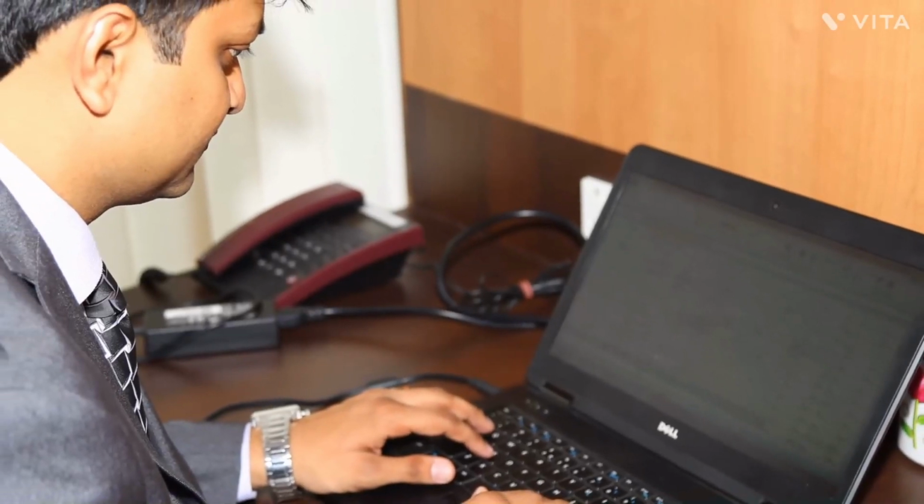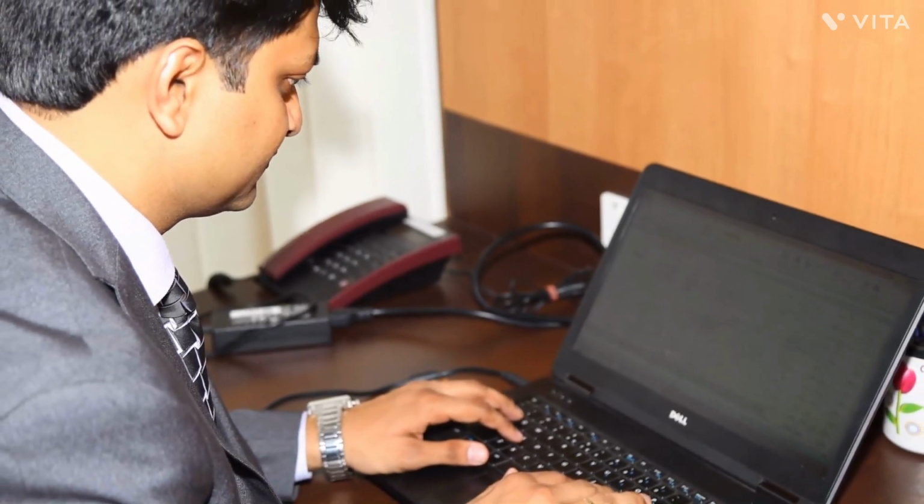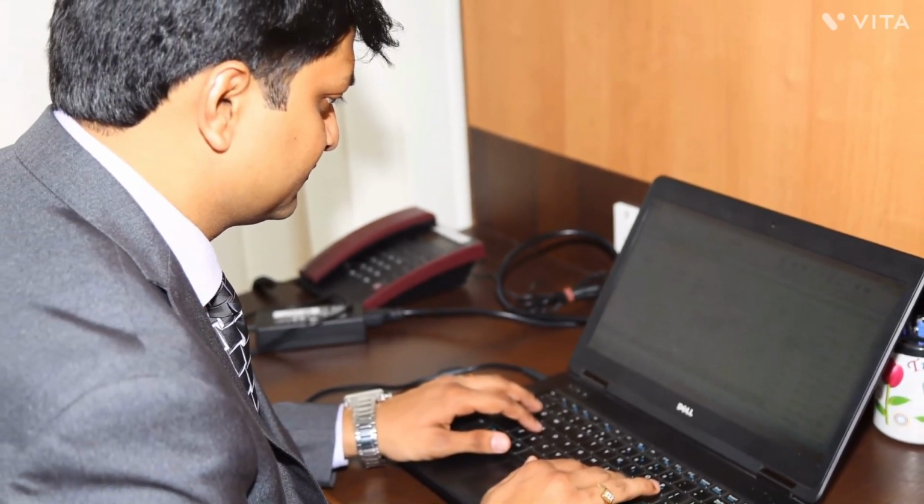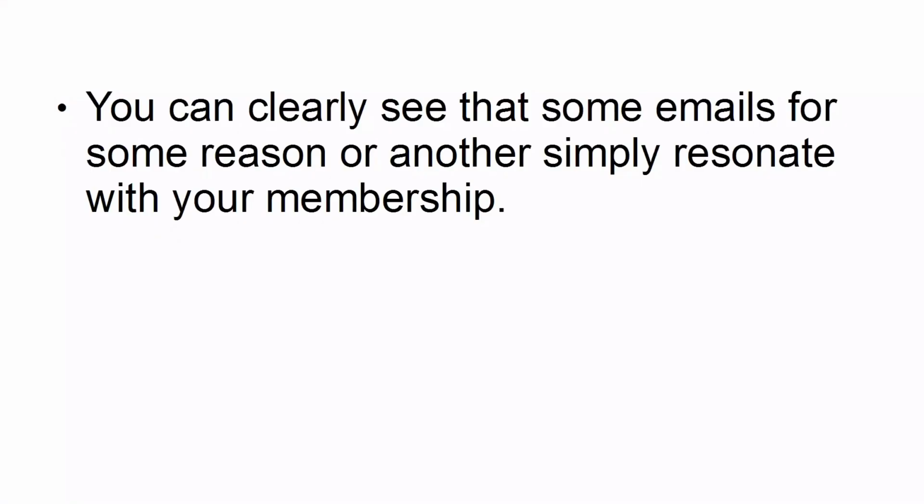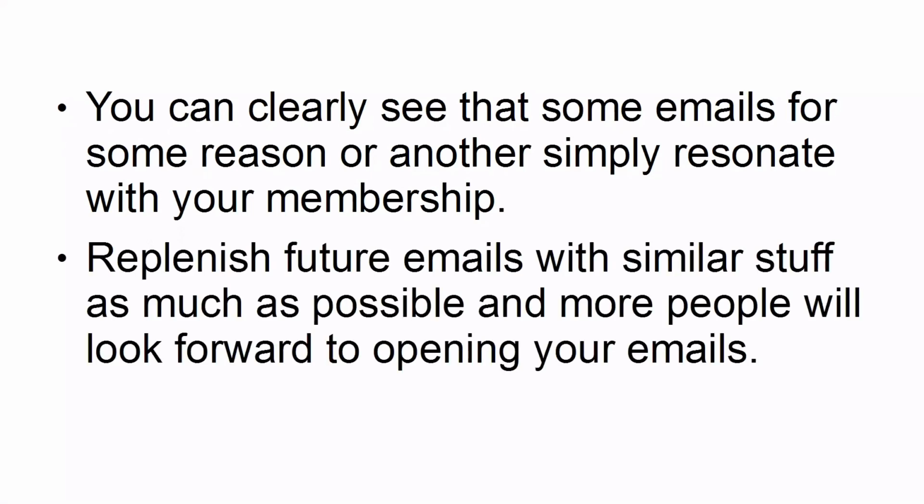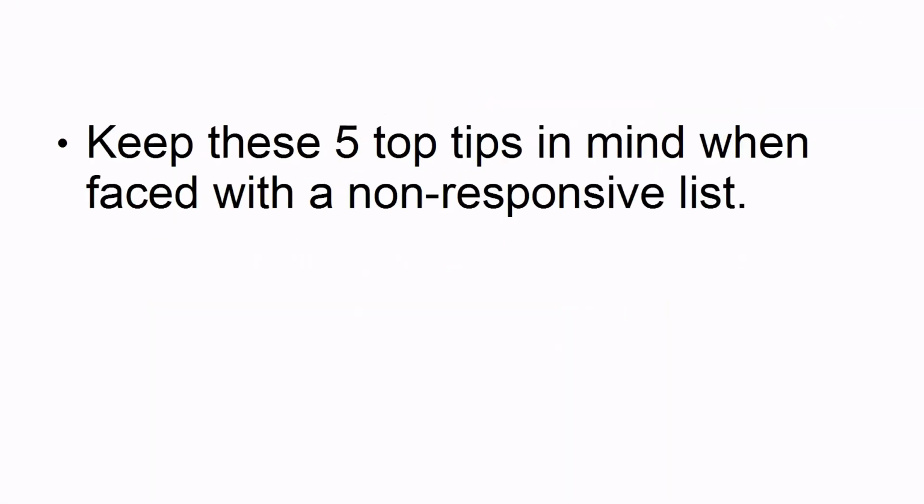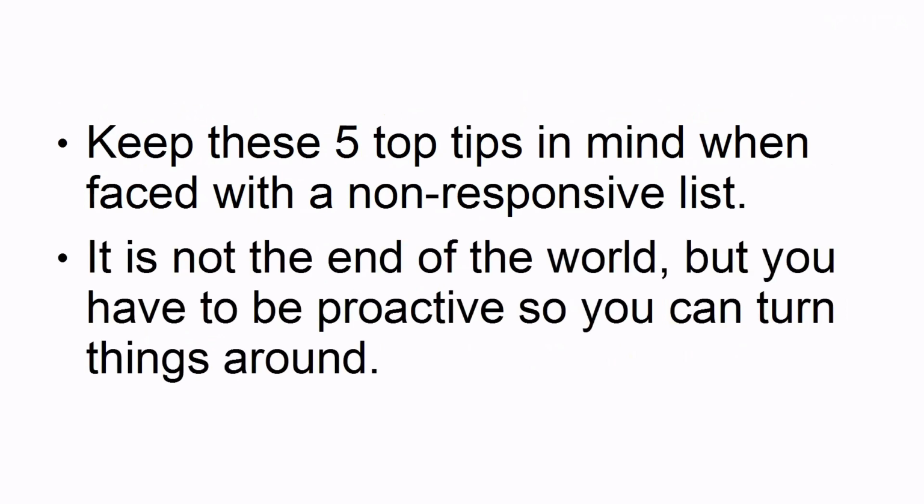Method number 5. Replenish your highest engagement email. By just looking at the track record of your list and paying attention to the overall open rates, as well as click-through rates, a certain pattern should emerge. You can clearly see that some emails, for some reason or another, simply resonate with your membership. Replenish future emails with similar stuff as much as possible, and more people will look forward to opening your emails. Keep these 5 top tips in mind when faced with a non-responsive list. It's not the end of the world, but you have to be proactive so you can turn things around.